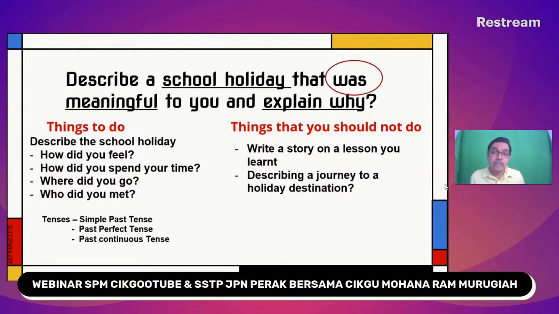They try to bring in an event into it, and then they try to turn it into the story. The idea of school holiday disappears there. So keep that in mind. Try to stick as much as you can to the idea of a school holiday that was meaningful and explain why. Okay, I'll just explain to you one simple example after this.